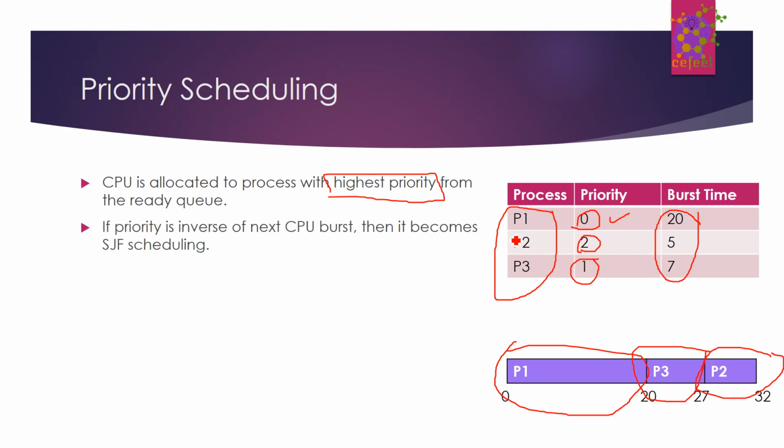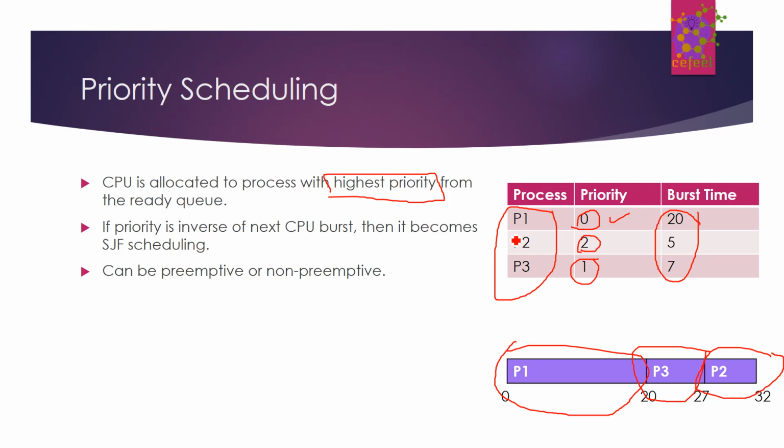In fact, if the priority is the inverse of the next CPU burst, this scheduling becomes exactly the same as SJF scheduling, or shortest job next. So if we know the next burst size, and we assign priorities as the inverse of the next burst size, then priority scheduling is exactly similar to shortest job next or shortest job first scheduling.